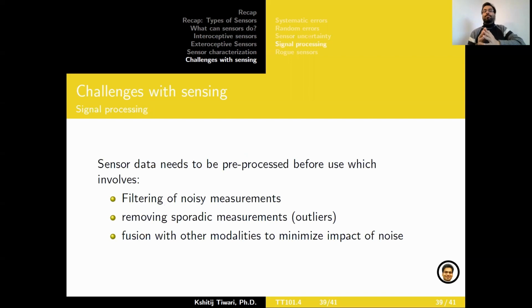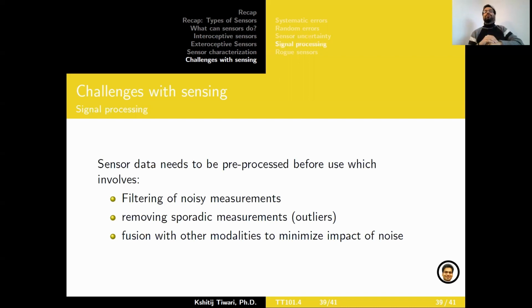Another challenge is that you have to process the data. If you come from a signal processing background, you would know this as signal conditioning and pre-processing, which includes things like filtering of noisy measurements, removing sporadic measurements like outliers. Once in a while you might get some outliers in the data which are obviously wrong. So you just discard them in the beginning before you start feeding that data into your perceptual pipeline. So it's like a precursor step of cleaning and conditioning your data and only using the clean version of data for further analysis. Also, as I said before, a lot of these sensors are noisy.